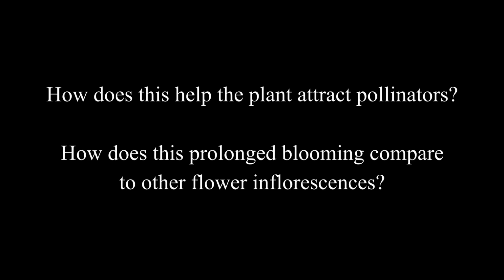So in this type of arrangement, the florets bloom progressively, sometimes over the course of weeks. How does this help the plant attract and keep pollinators? And how does this prolonged blooming compare with other flower inflorescences? So if you have a plant that has one flower and it keeps blooming progressively, that could be similar to other plants that have single flowers, but the flowers themselves all over the plant are blooming at different times.